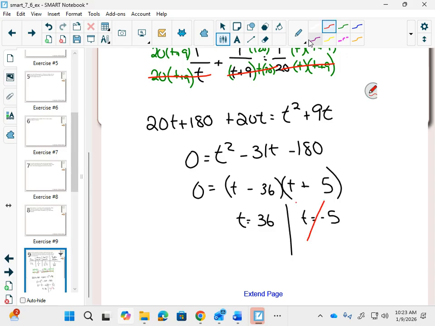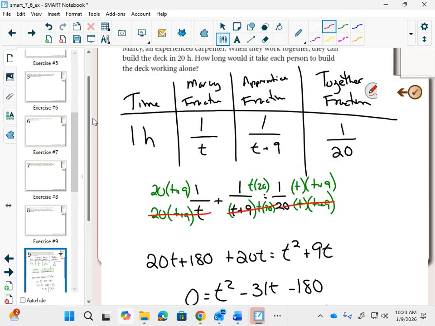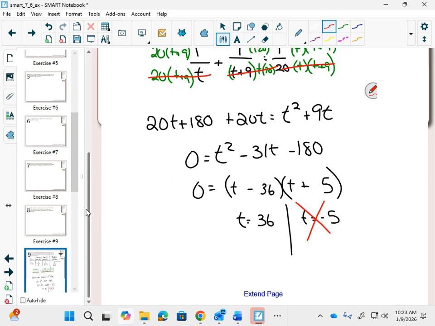In the context of the question, the T was Marcy's time. She cannot build a deck in minus 5 hours. That'd be amazing. Wouldn't that be amazing if you could do that with your homework? I give you a homework question, you're like, I finished it 5 hours ago, I always do that, right? I'm like, but you won't have been able to do it until I assign it. So you haven't done the next question's work yet, but as soon as I assign it, you finished it 5 hours ago. That doesn't seem logical. So the only answer is 36.